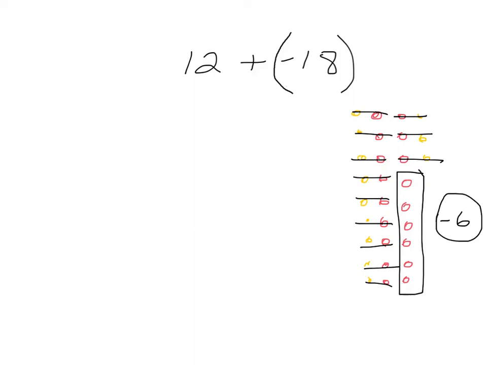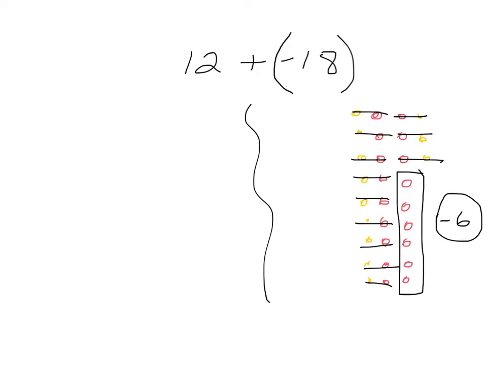So that is one method. Now, the trouble with the counters is when you get into really big numbers like negative 200 or like 165, you don't want to have that many counters. So this is where the absolute value method comes much more in handy. So let's give this one a try.